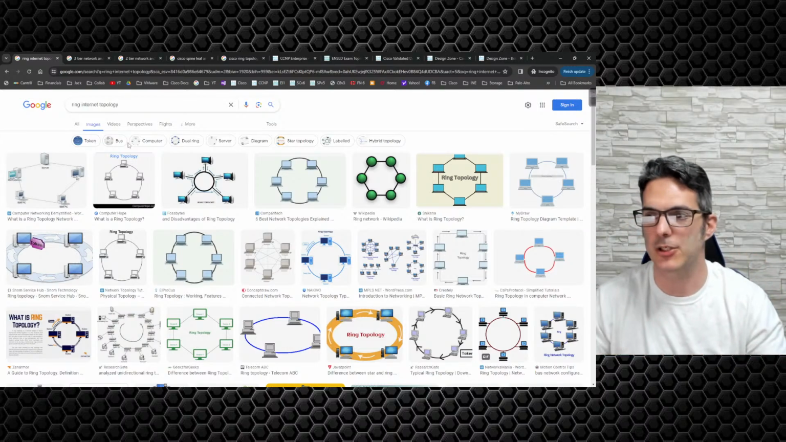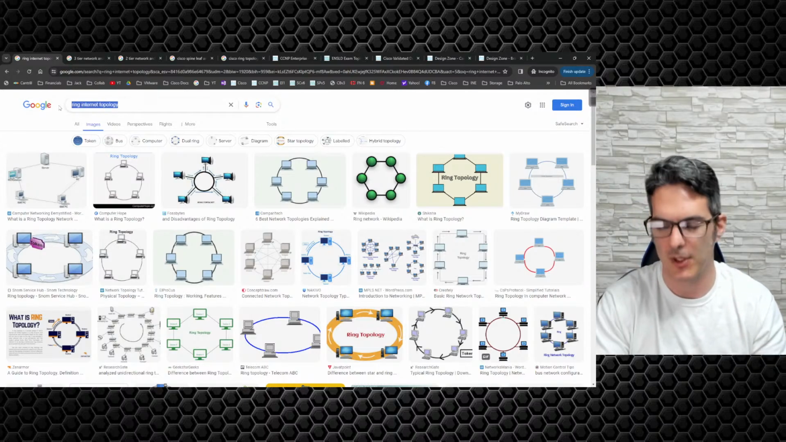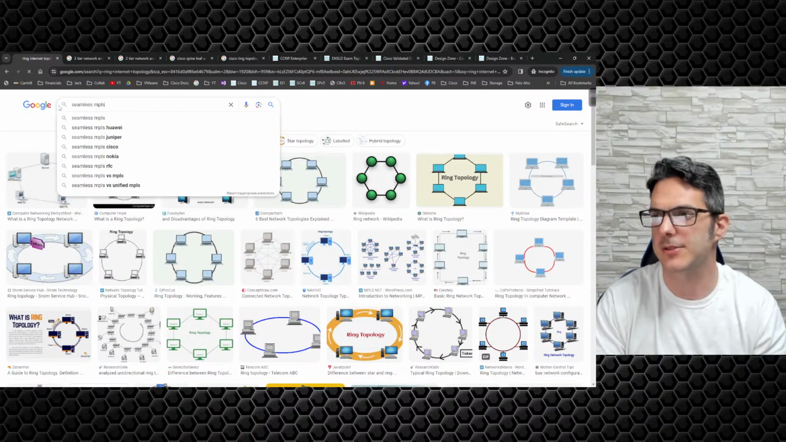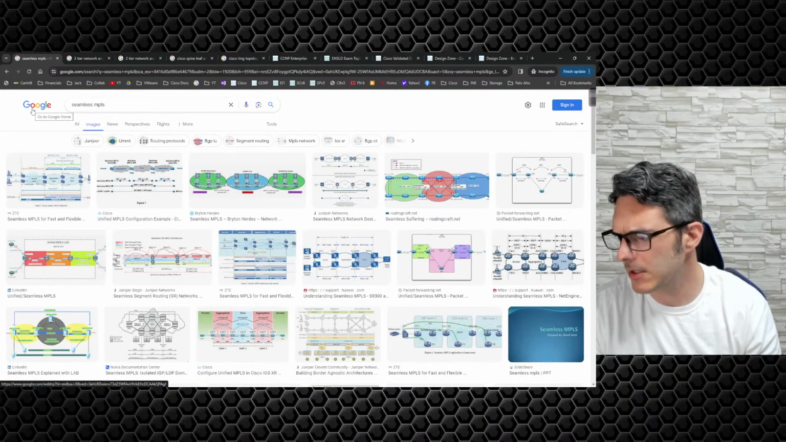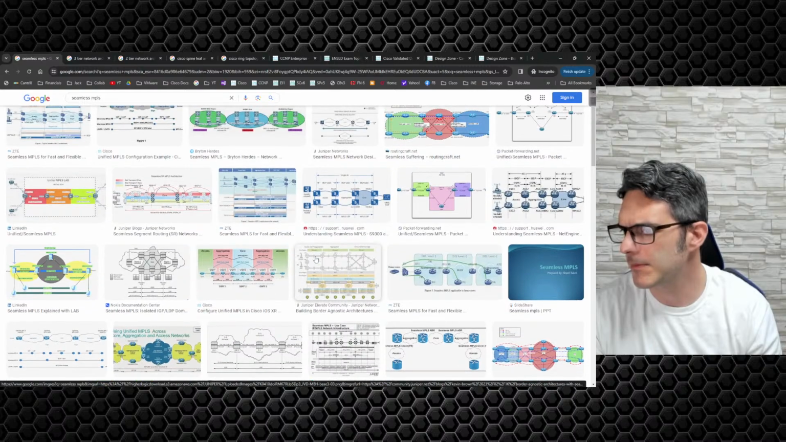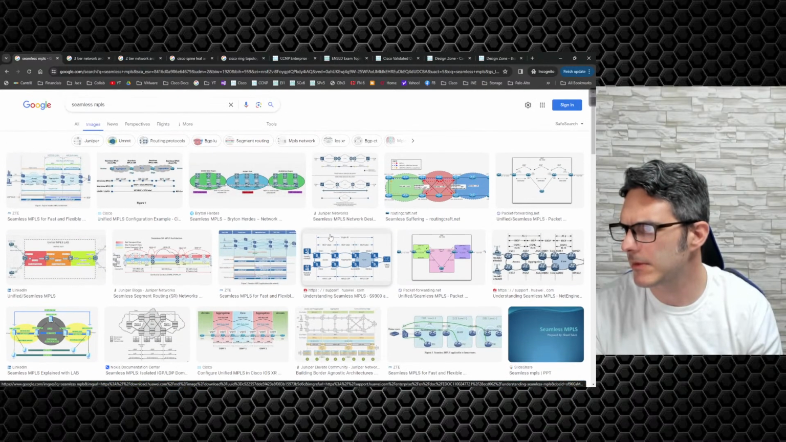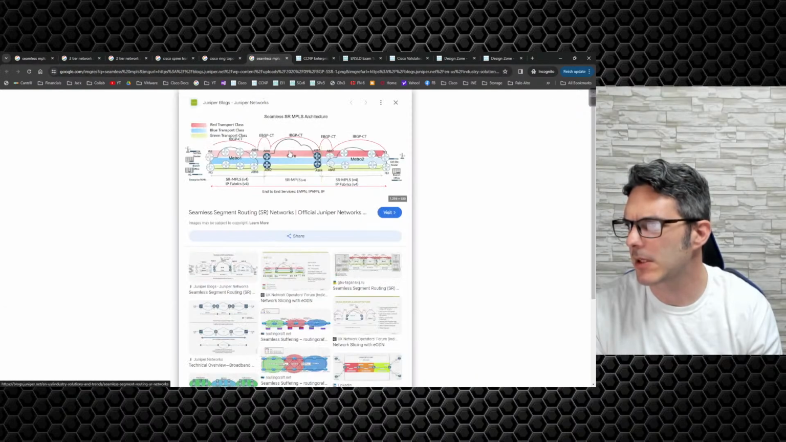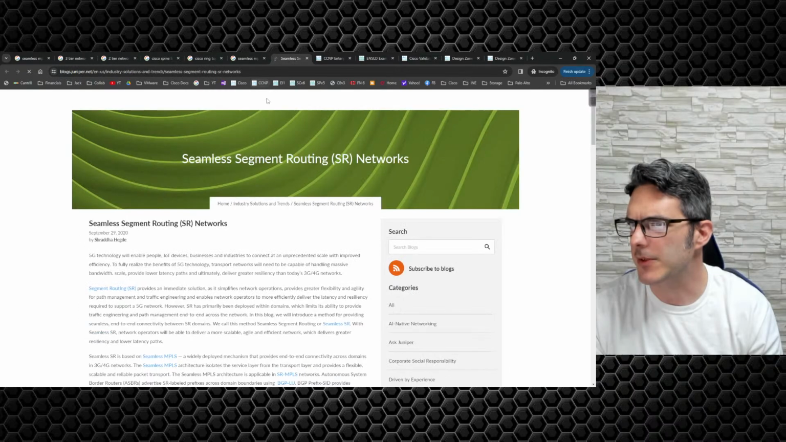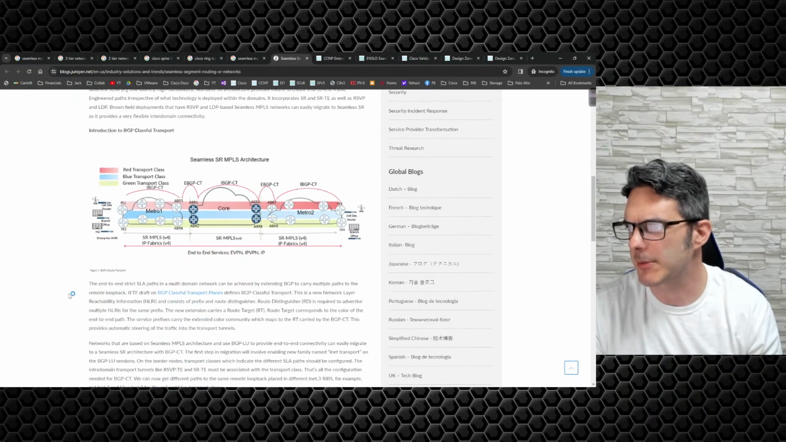Now, it could be aggregation. Actually, let me look at seamless MPLS. Okay, this is going to be a little easier to understand. Okay, this is Juniper segment routing, seamless segment routing MPLS.